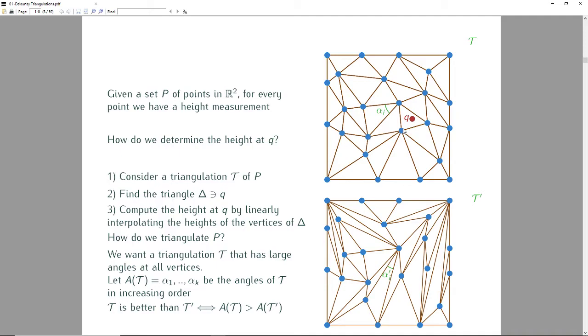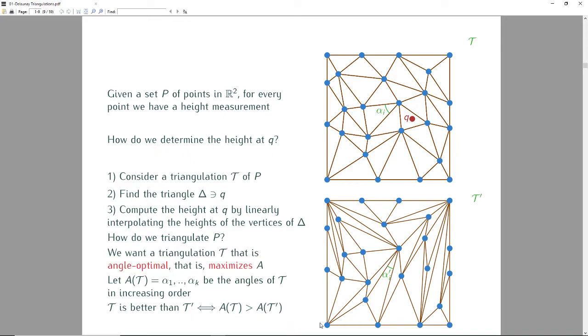So to formulate this mathematically, we could create the following sequence of angles. Given a triangulation, we would sort the angles in increasing order. Alpha 1 would be the smallest angle, and alpha k would be the largest angle. We could say that a triangulation is better than the other triangulation if the smallest angle of this triangulation is better than the smallest angle of the other. If their smallest angles are the same, then we look at the second smallest angle, and so on.